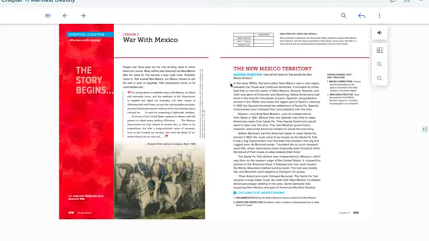Spanish conquistadors arrived in the 1500s and made the region part of Spain's colonies. In 1610, the Spanish founded the settlement of Santa Fe. Spanish missionaries soon followed the conquistadors into the area.